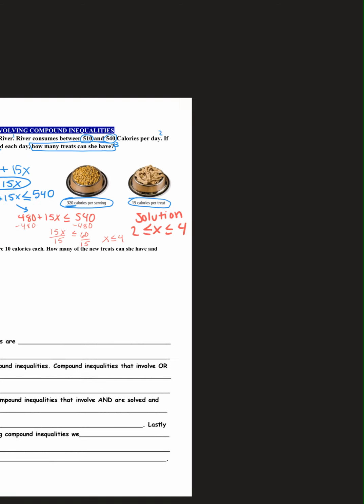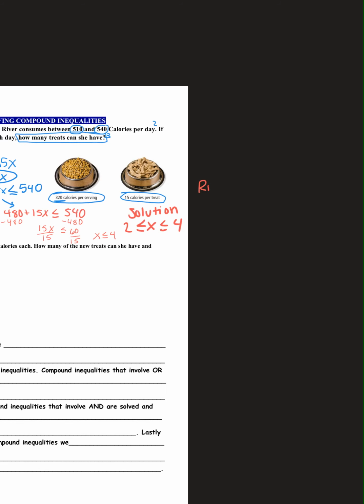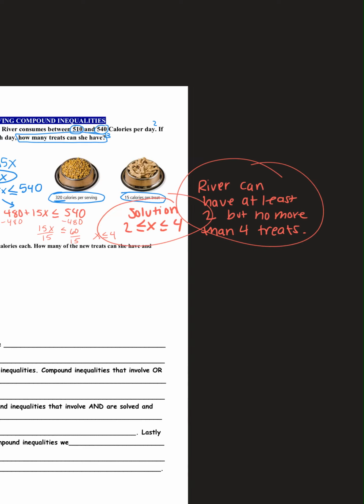And if we want to say this in words, River, the dog, can have at least 2, but no more than 4 treats. And that's our answer, both of these.